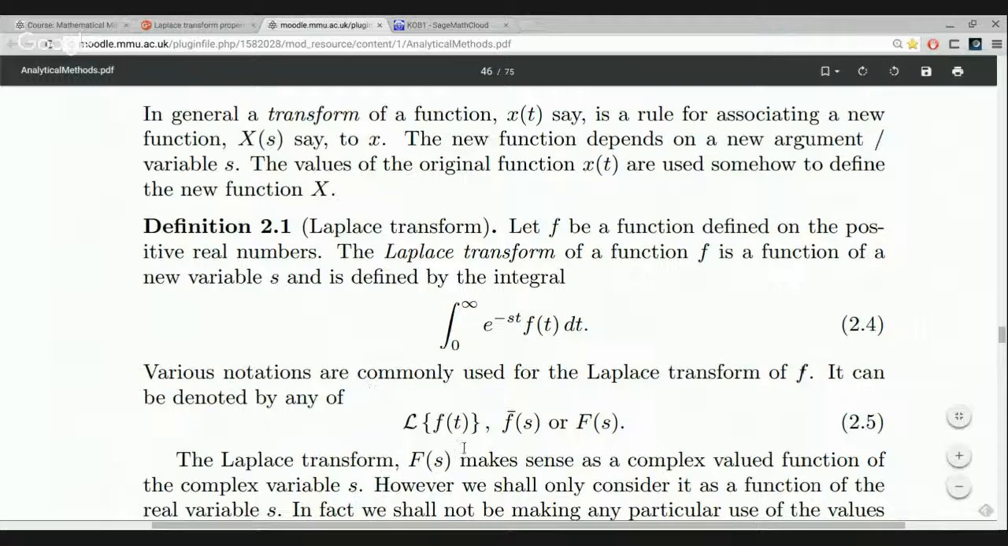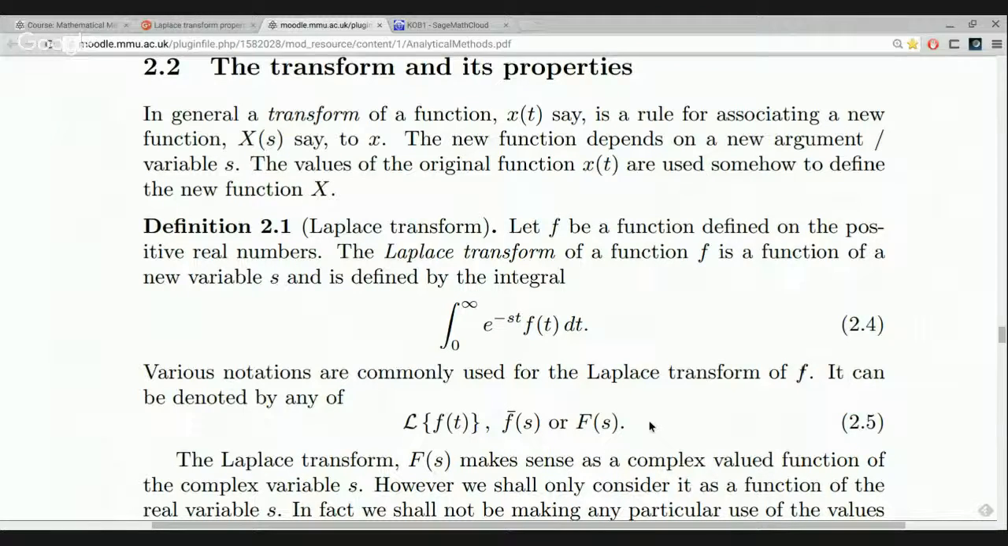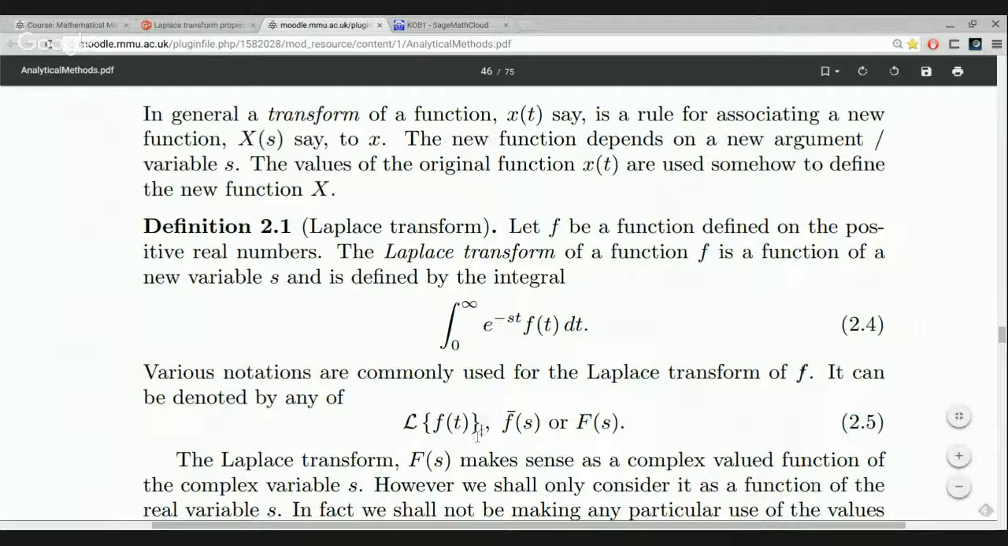This transform goes by various notations. On this line here, 2.5, these are all different types of notation commonly used to refer to it. The most descriptive one is the curly L, standing for Laplace, and that makes it look nice. Curly L is an operator that acts on the function little f of t. That's my preferred notation for it. Curly L reminds you it's the Laplace transform, and it's acting on the function f.